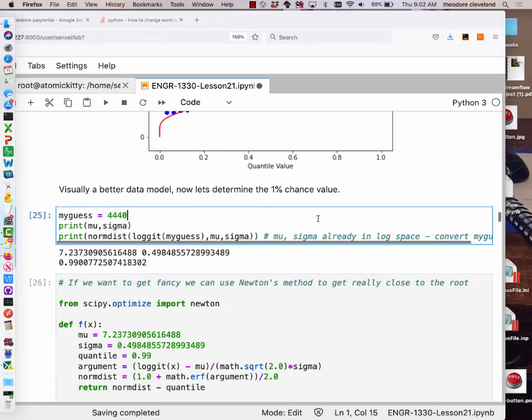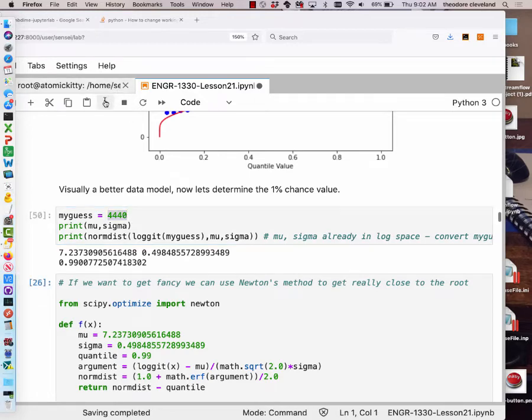And now we can go ahead and make guesses of probabilities associated with particular values. So for example, in the log normal model, an observed value of 4,440 has a quantile of 0.99, or there is a 1% chance of being bigger than 4,440, and a 99% chance of being less than.